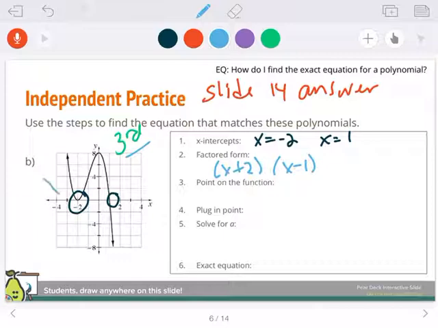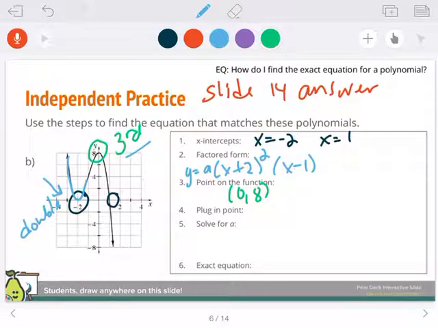So we want to pay attention to this first root that bounces off the x-axis. That's actually a double root, which means that is going to be squared. Okay, and so our equation would be y equals a times that. A point on the graph looks like this is a point right here at the point 0, 8.